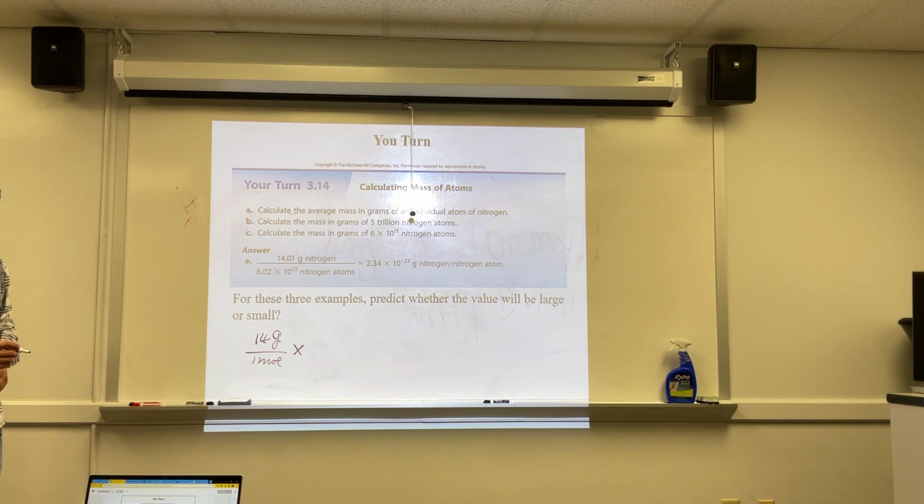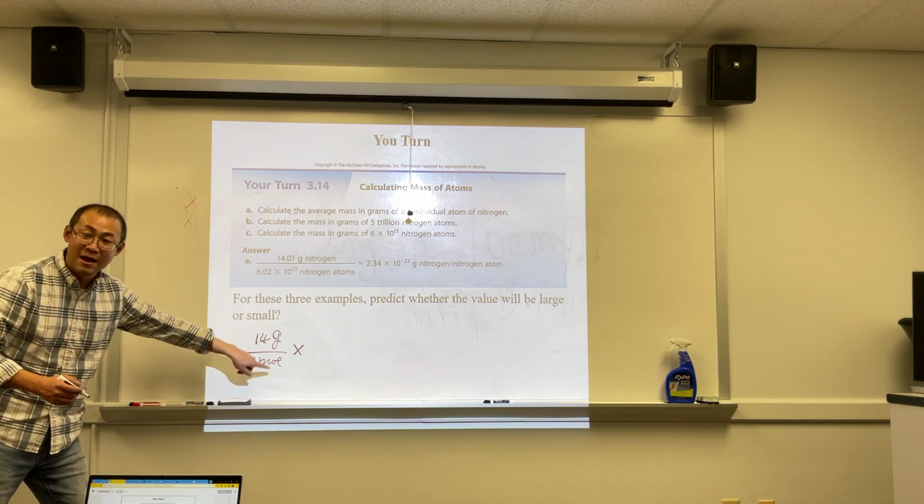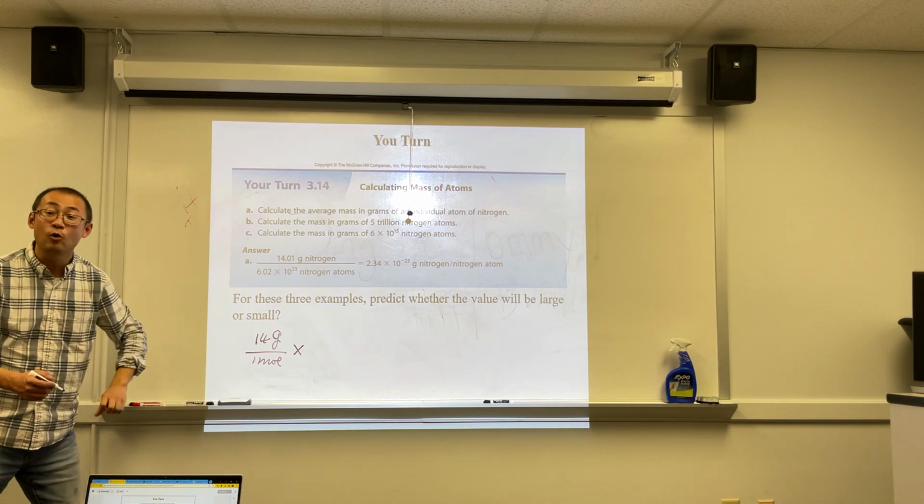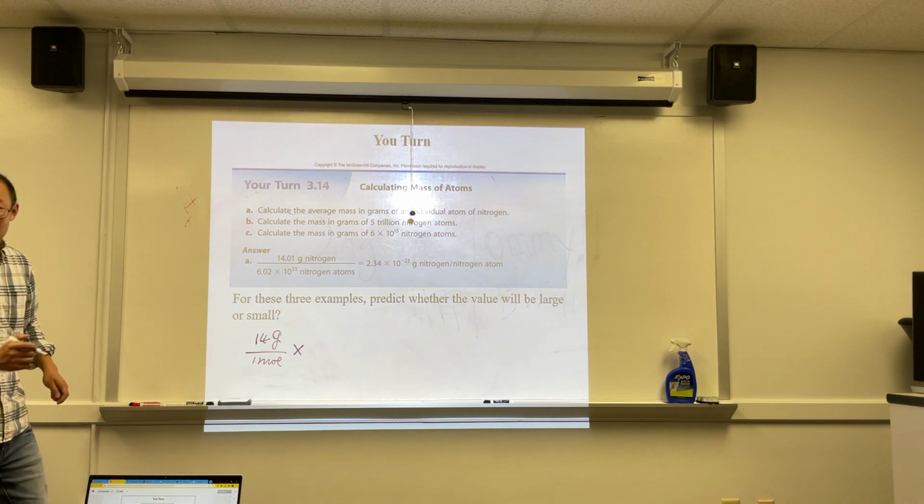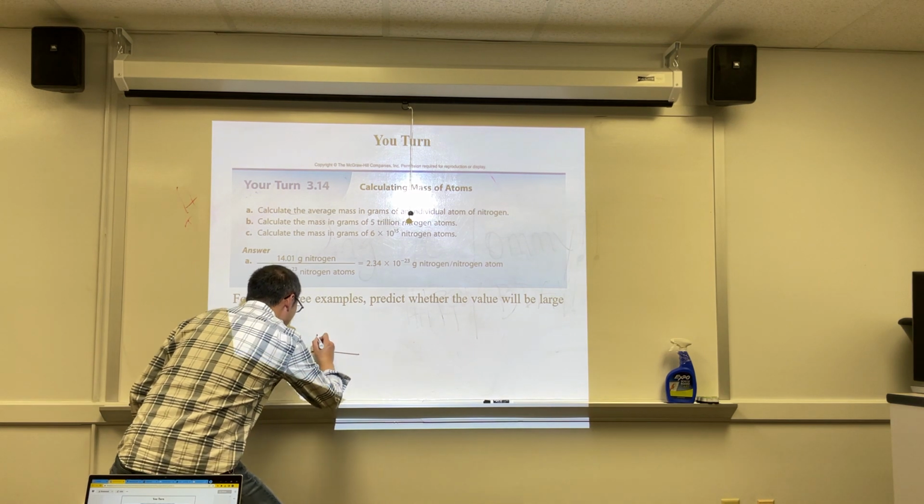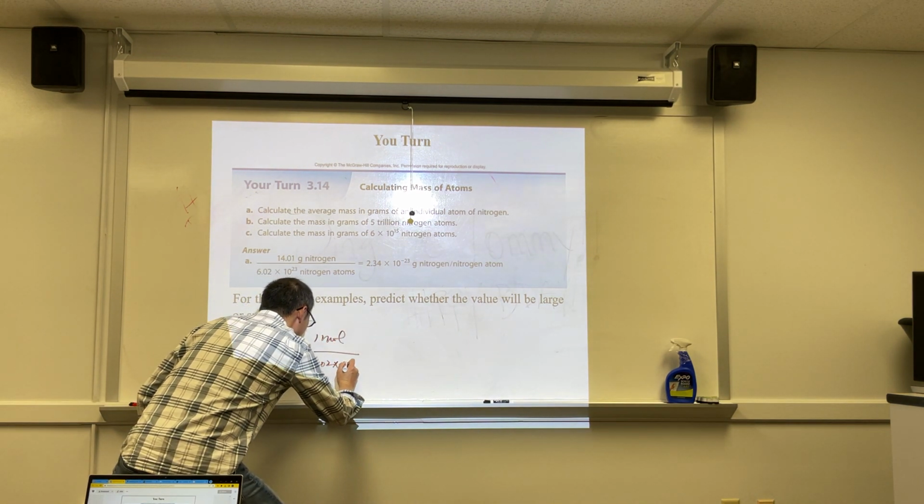Okay, multiply something. They are not asking the mass of 1 mole of nitrogen. They're asking the mass of what? One single nitrogen. So I need this mole to be gone. Is that right? Mm-hmm. So I multiply this: 1 mole over 6.02 times 10 to the 23rd.